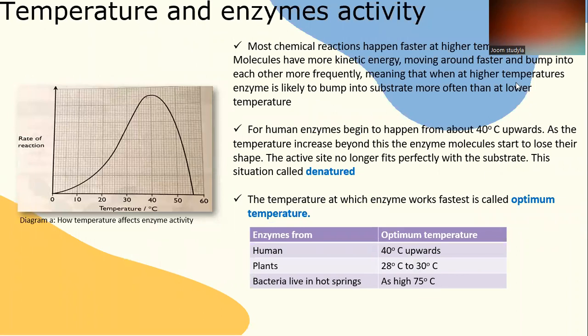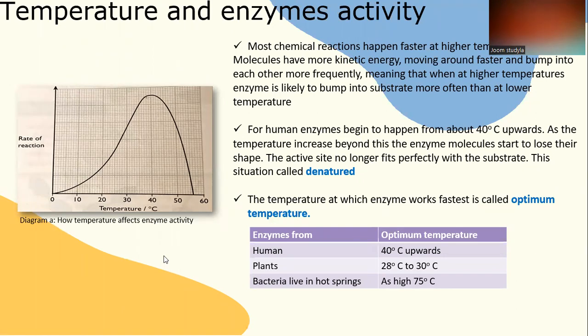Temperature and enzyme activity. Most chemical reactions happen faster at higher temperature. Molecules have more kinetic energy, moving around faster and bumping into each other more frequently, meaning that at higher temperature, an enzyme is likely to bump into a substrate more often than at lower temperature.